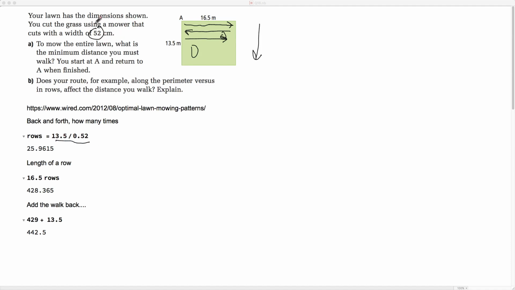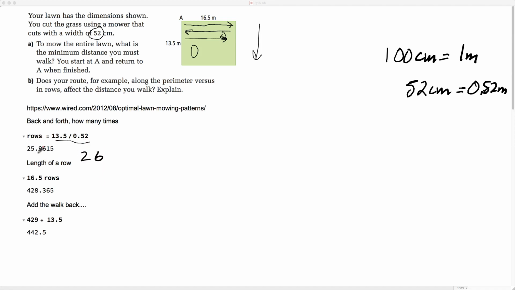The whole reason for this lesson is converting units. There are 100 centimeters in 1 meter, and notice that this is given in meters, so you'd either have to convert from meters to centimeters or centimeters to meters. So I use 0.52: 52 centimeters is 0.52 meters. In order to get from centimeters to meters, I need to divide by 100. So I took 13.5 divided by 0.52, and I got 25.9615. So we have to go back and forth, let's say 26 times.